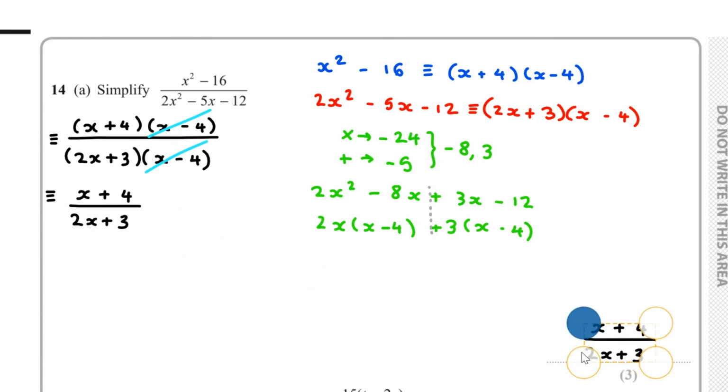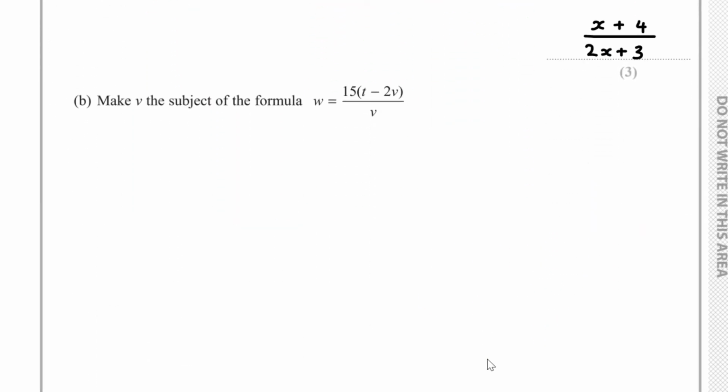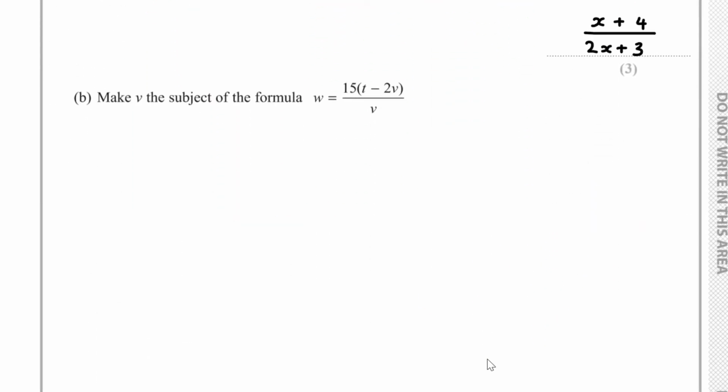So this is our final answer. Now for part B, we have to make v the subject of the formula w equals 15 lots of t minus 2v over v. First thing we can do is multiply both sides by v. And if I do that, the v here cancels with the v here, leaving me with vw equals 15 lots of t minus 2v.